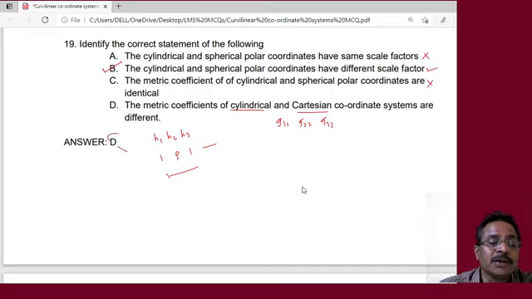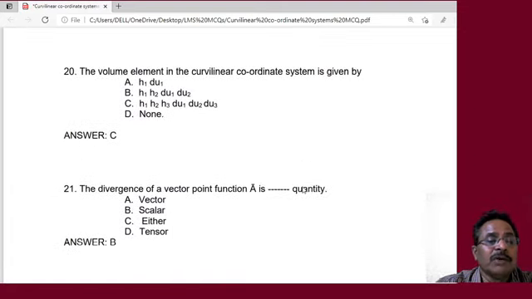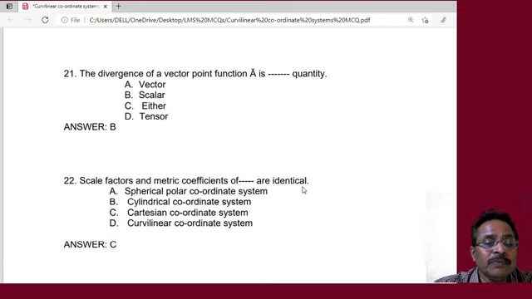Check this particular question at home when you study all this. Now question number 20, the volume element in the curvilinear coordinate system. As I said, the length elements are h1 du1, h2 du2 and h3 du3. The product of all these three gives you h1 h2 h3 du1 du2 du3. That is just a repetition of the earlier question, so we won't go over it again.